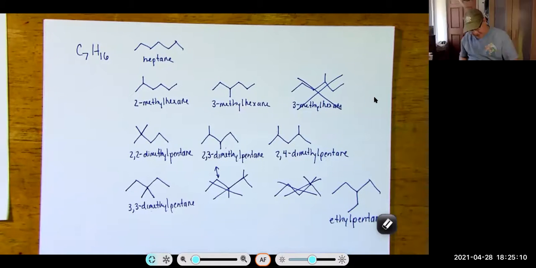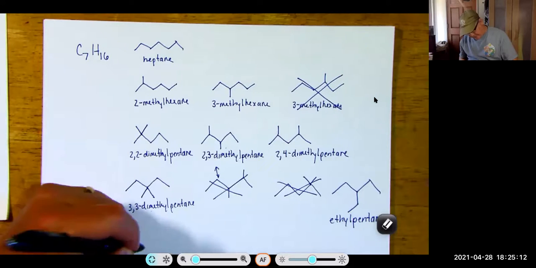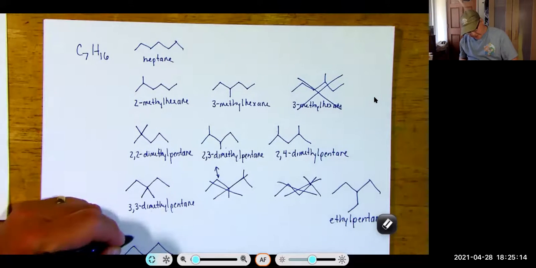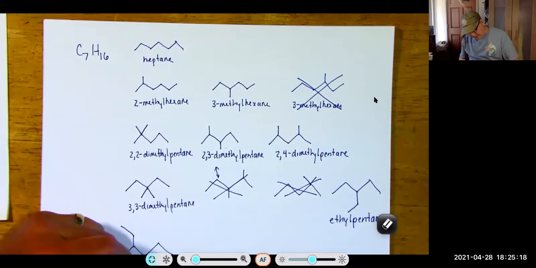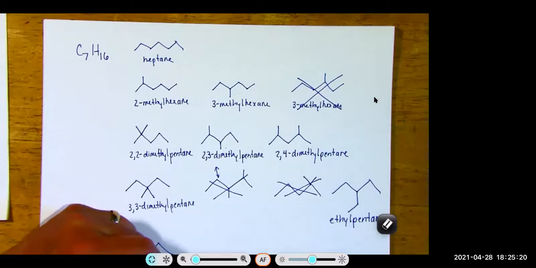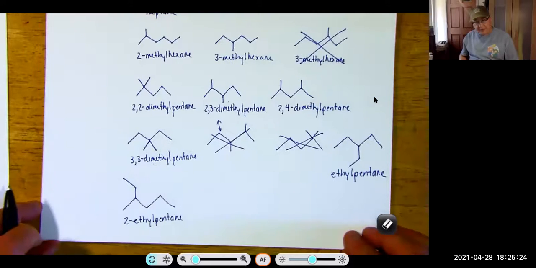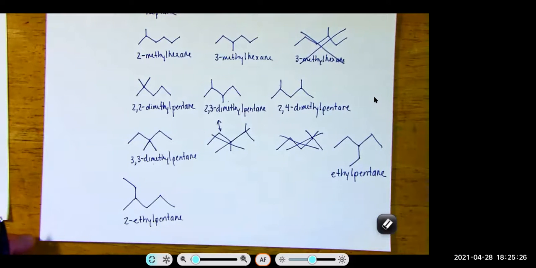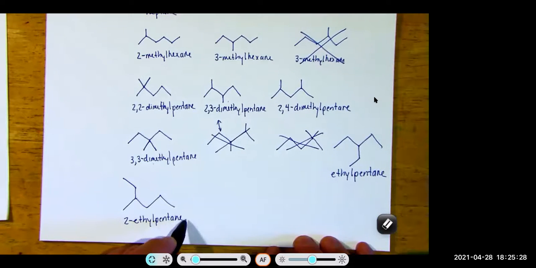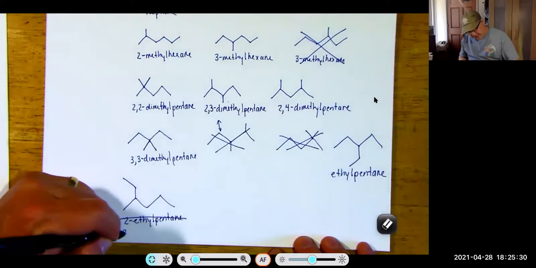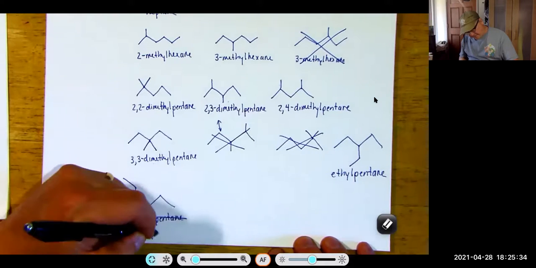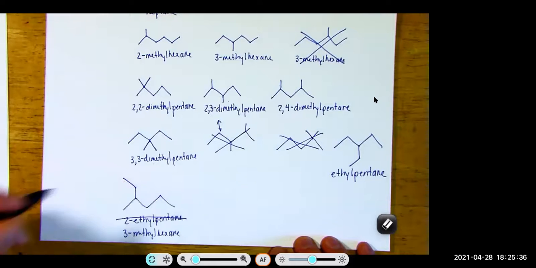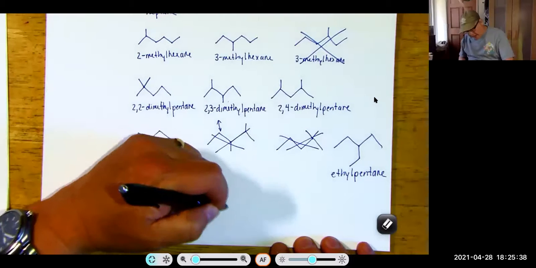Well, let's take a look here. This is a pentane, right? If I put the ethyl here, can I have 2-ethyl pentane? Can we have hexane? 2-ethyl pentane here? The hexane. And the answer is no. This is 3-methyl hexane.